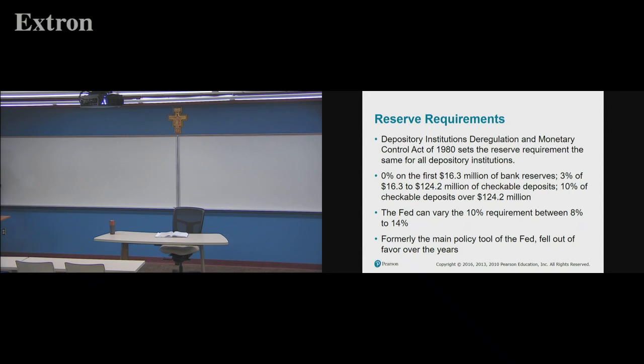They haven't changed reserve requirements in years. That used to be their main policy tool to try to influence the money supply. So leading up to the Great Depression, they didn't conduct open market operations. They just changed reserve requirements.